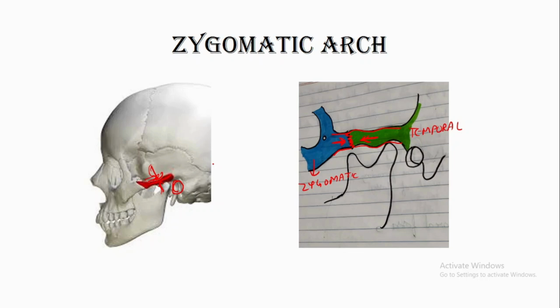Then coming to the anterior end of the upper border of the zygomatic arch. This is the upper border of the zygomatic arch, and this point, the anterior end of the upper border of the zygomatic arch, is called the jugal point.